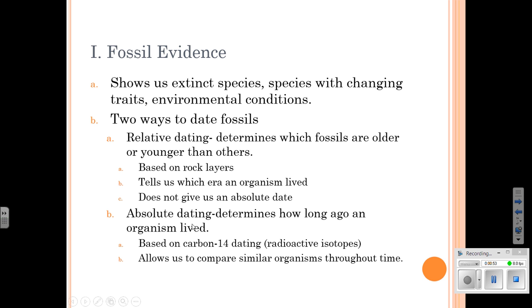A better way to do this would be something called absolute dating. This is when we can actually get very, very close to exactly how long ago an organism lived. We do it using carbon-14 dating, which is how quickly the radioactive isotope in that carbon breaks down. Carbon-14 is an isotope of regular carbon, and all organic living life forms have carbon in them. So we use that radioactive decay to get really close to how old an organism really is.